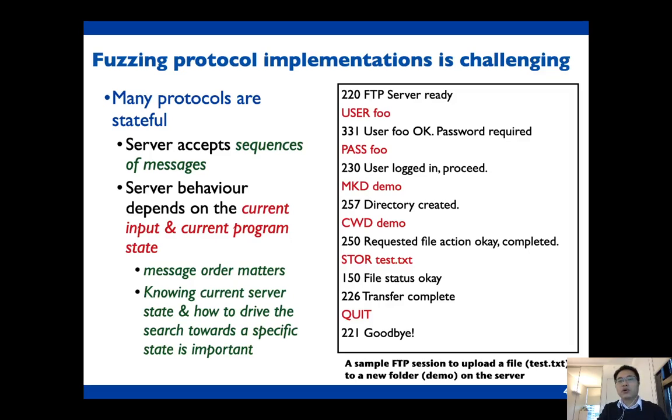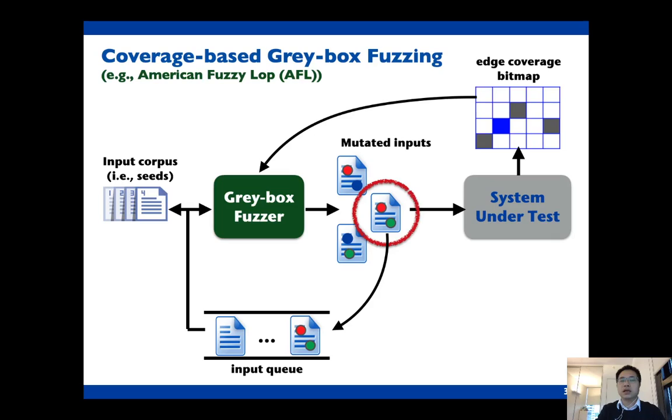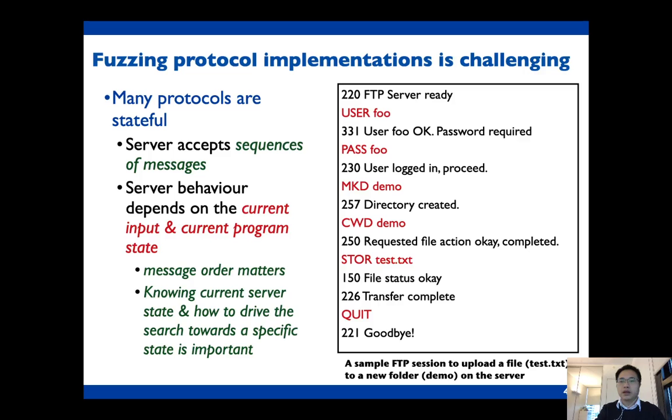However, fuzzing protocol implementation is challenging. The main reason is that many protocols are stateful, so the server under test accepts a sequence of messages instead of a single message like in the previous diagram. And its behavior depends not only on the current message but also on the current program state that is controlled by previous messages. Therefore, the message order and the state information are important.